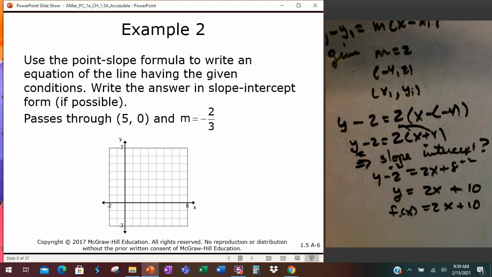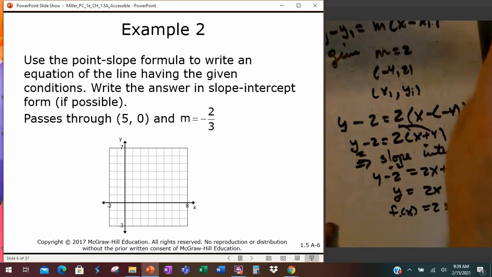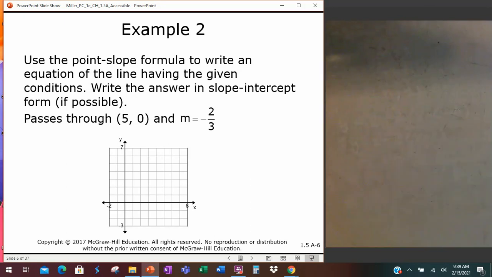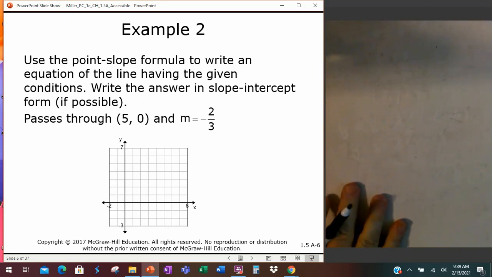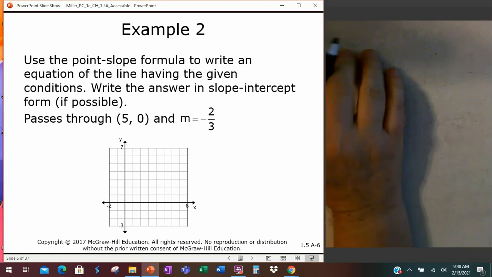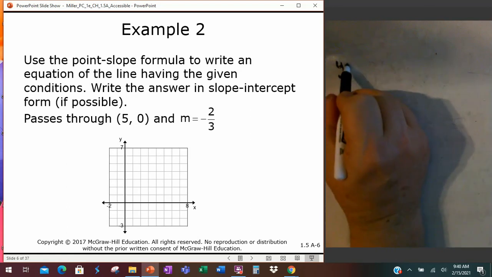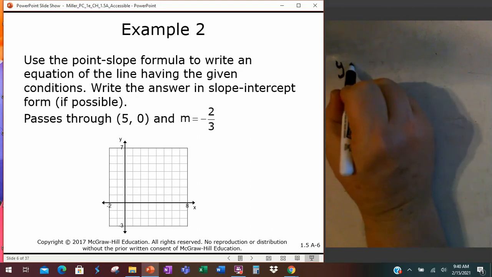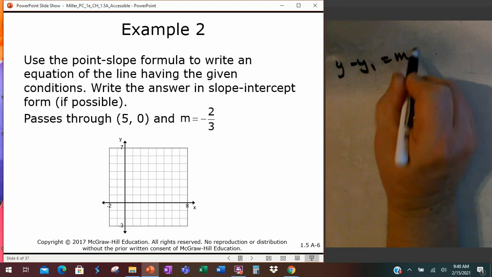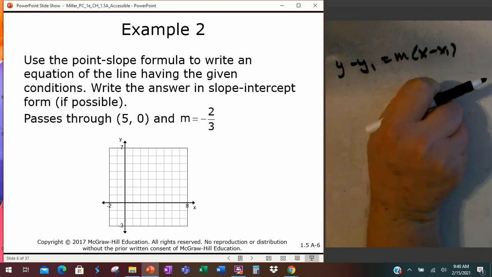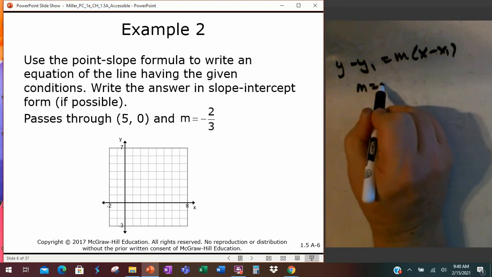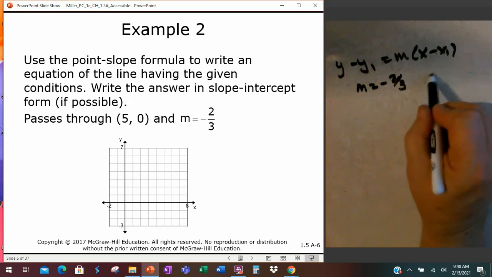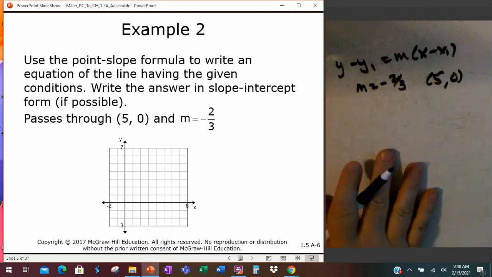So use the point slope formula to write an equation of the line having the given conditions. Write the answer in slope intercept if possible. So passes through (5, 0), and m is equal to -2/3. So I'm going to start out with my point slope form, and that is y minus y1 is my m times (x minus x1). M is equal to -2/3, and my point that's going through is (5, 0).